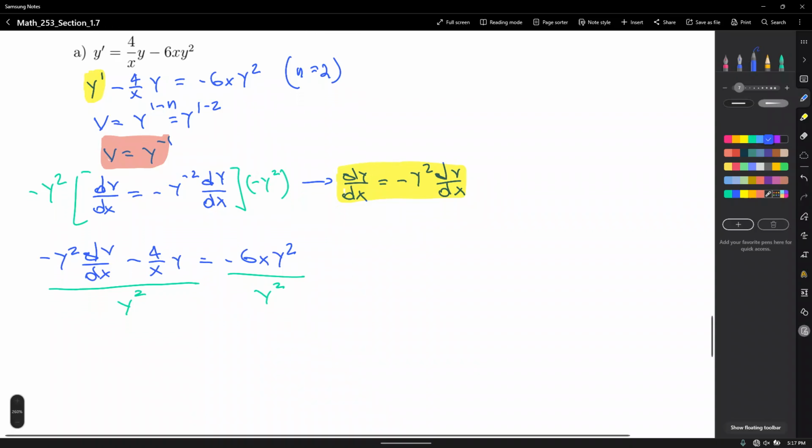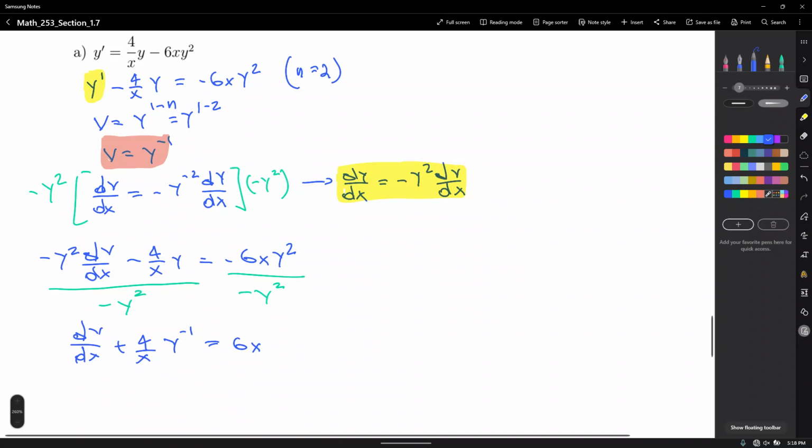However, there's a negative, so let me divide by negative y squared, because I also want to kill all the negatives. So this is going to be dv dx plus 4 over x times y divided by y to the second power. Isn't that y to the negative 1? Equals positive 6x.